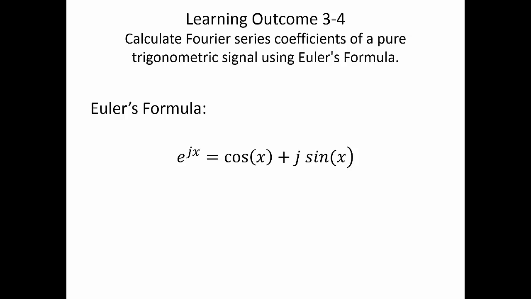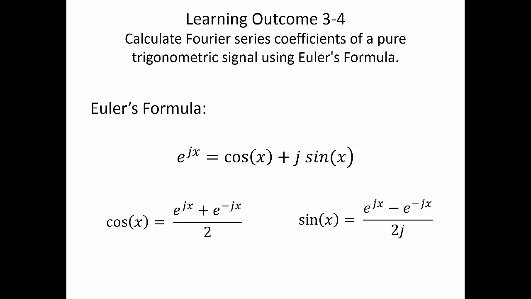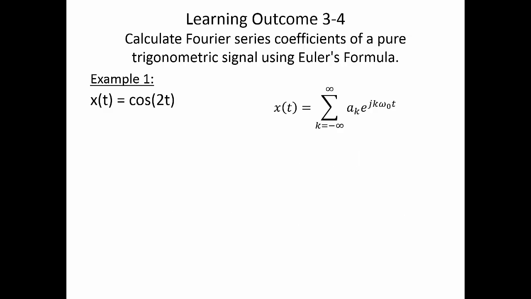We're going to use Euler's formula to accomplish this learning outcome. You're used to Euler's formula in the form shown here: e to the jx equals cosine of x plus j sine of x. We're going to use it in two other forms, which are mathematically equivalent, but are more useful for this particular purpose. Cosine of x equals e to the jx plus e to the minus jx, divided by 2, and sine of x equals e to the jx minus e to the minus jx, over 2j. Notice the minus sign in between the two exponential terms, and it's divided by 2j and not divided by 2. We want to find a way of writing x of t in the form of this synthesis equation.